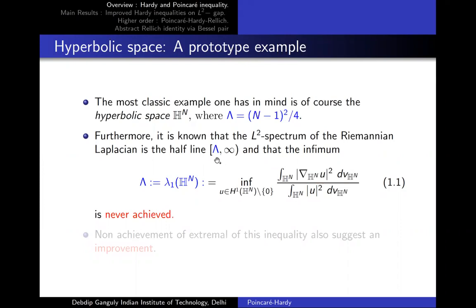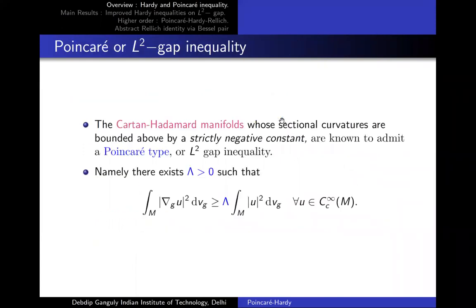This is the bottom of the spectrum. So of course there is no eigenfunction. This is not an eigenvalue, but this is a generalized eigenvalue. The spectrum of the Laplacian in Hn is lambda to infinity. It's a continuous spectrum, and the bottom is (n minus 1) whole squared by 4. That means in other words we have a Poincaré inequality with lambda (n minus 1) whole squared by 4. That is the best constant. So we have a Poincaré inequality in Hn with (n minus 1) whole squared by 4 to be the best constant.